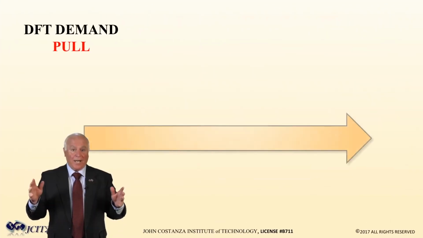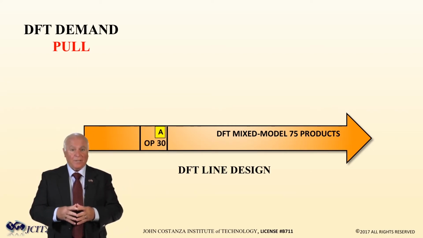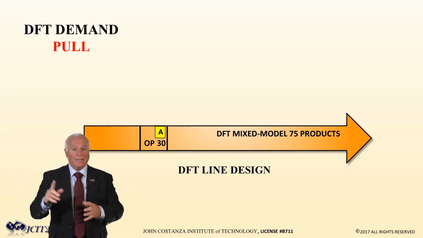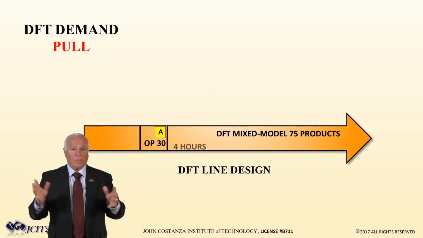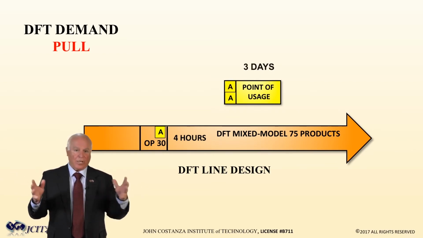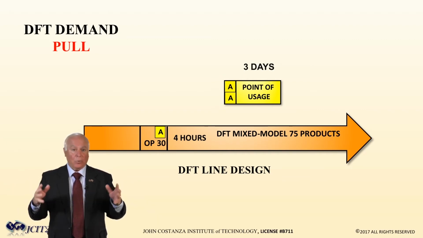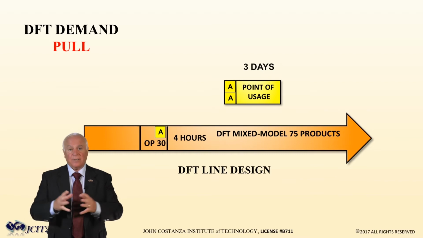In DFT, we have designed our mixed model flow process to produce a family of hundreds of products, but we are just building 75 different products today. Material is at the operation where it is to be consumed. In this example, we have 4 hours of material at the operation and an additional 3 days of material in a point of usage area in the general vicinity of the production line. When material is consumed at the specific operation, the employee will switch to another container of the parts.